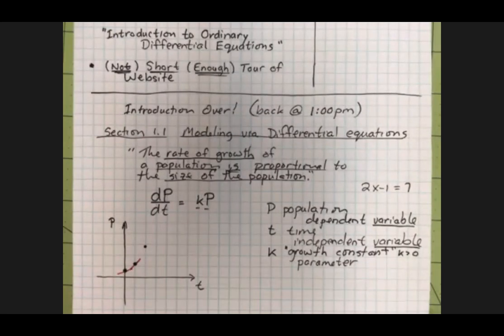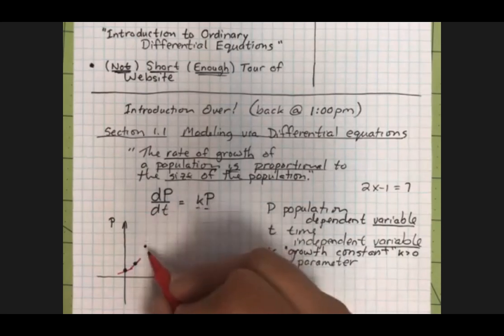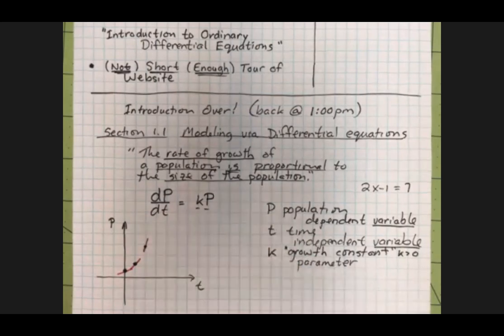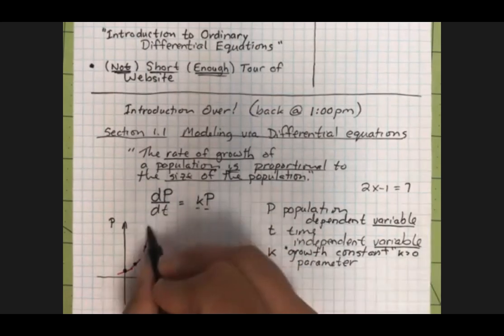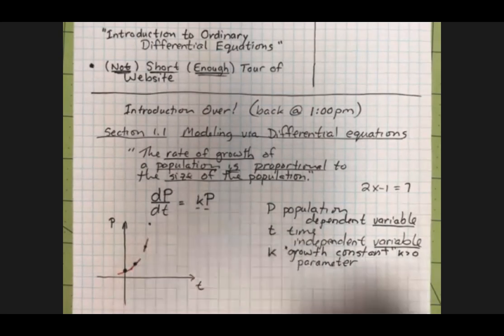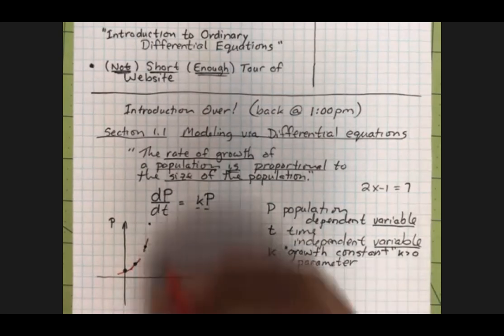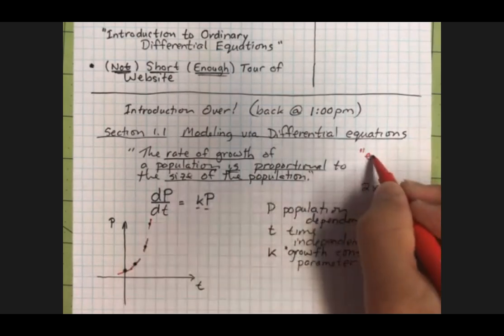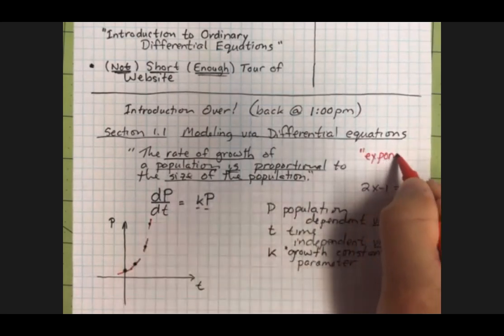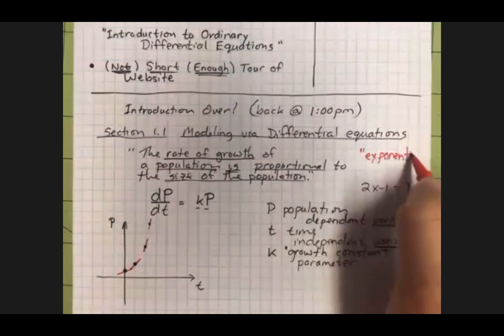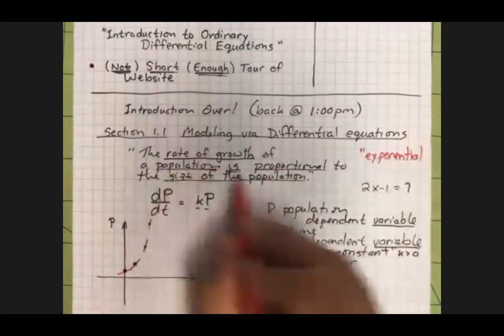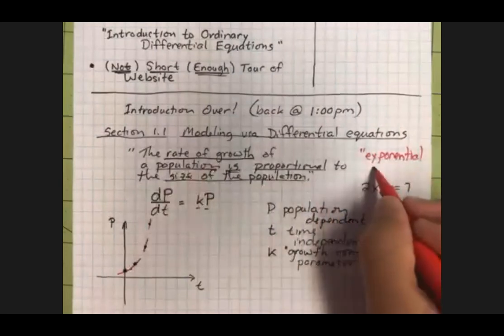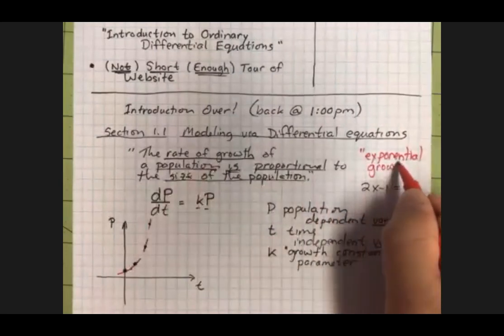Now you might think I'm just spitballing this, but on the other hand, if I continued this argument, what would I learn? The population of rabbits seems to be growing, you have a word for it, exponentially. In fact, this phrase that I just wrote down, the rate of growth of a population is proportional to the size of the population, that's commonly referred to as exponential growth.